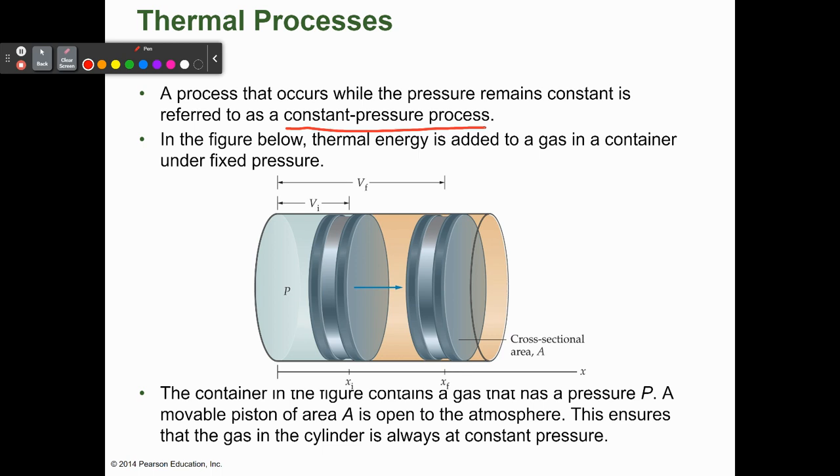So the container in the figure has a gas that has a pressure of P. It has a movable piston with an area of A that's open to the atmosphere. So that ensures that the gas cylinder is always under a constant pressure since it's open to the atmosphere.